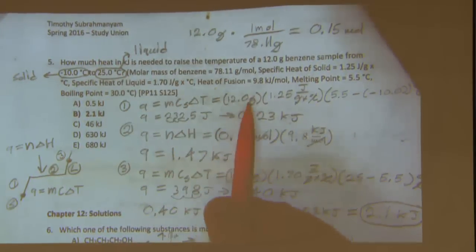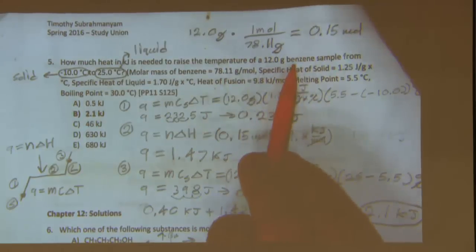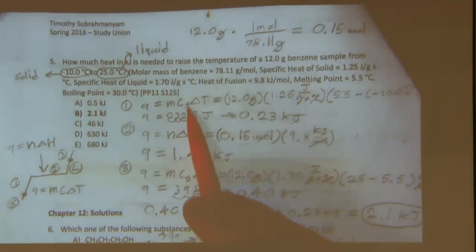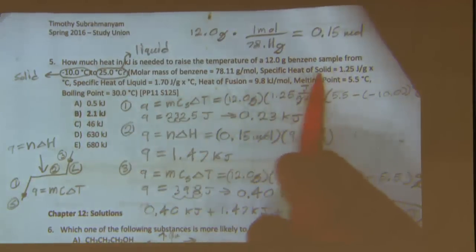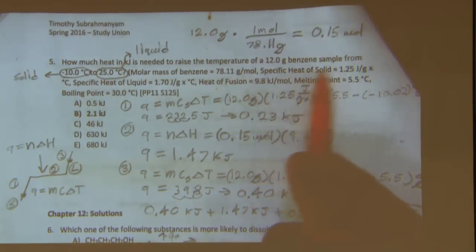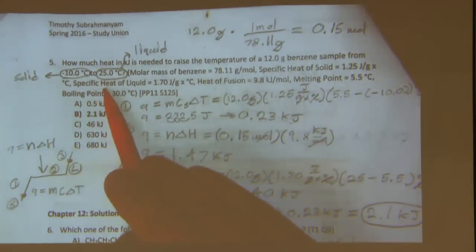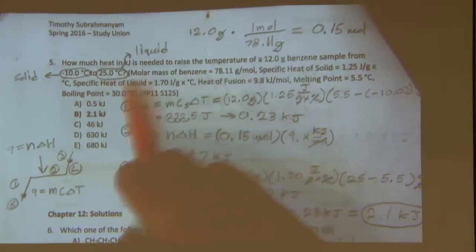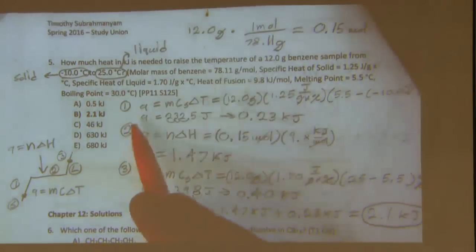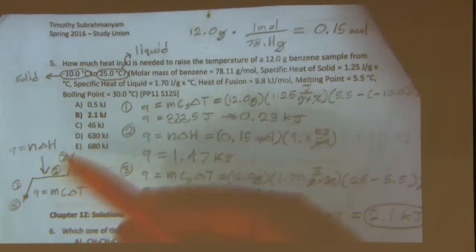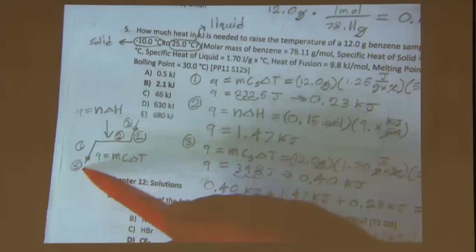M is our mass, which is the 12 grams of benzene. Our specific heat: when we look through, we need to make sure we find the correct one. Here we have the specific heat of a solid, the specific heat of a liquid, and that's it. So which one do we need, the liquid or the solid one in the first step? The solid. That's because we talked about it being a solid.